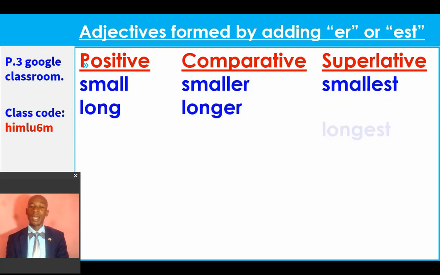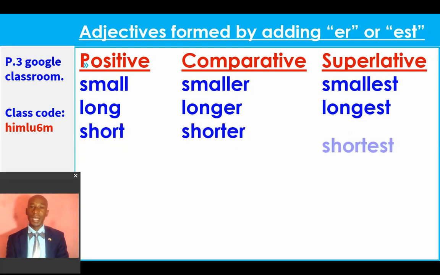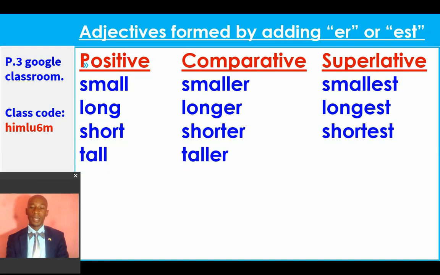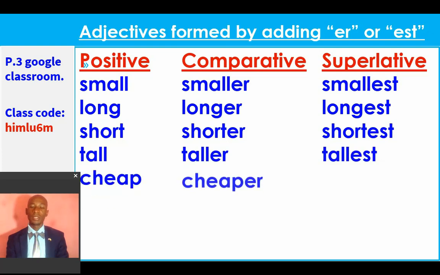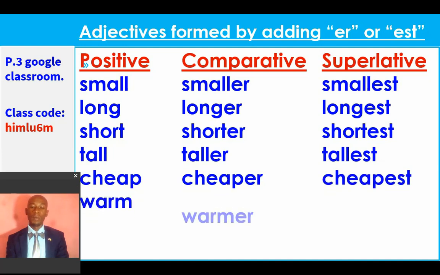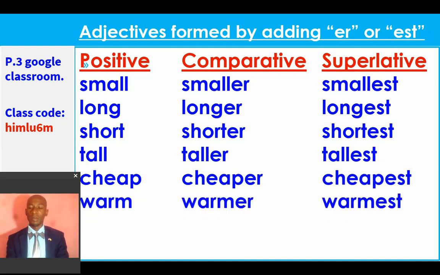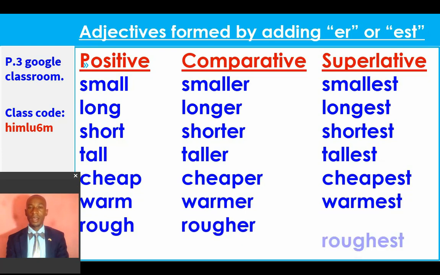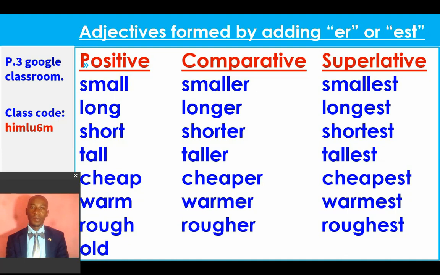Long, longer, longest. Short, shorter, shortest. Tall, taller, tallest. Cheap, cheaper, cheapest. Warm, warmer, warmest. Rough, rougher, roughest. Old, older, oldest.